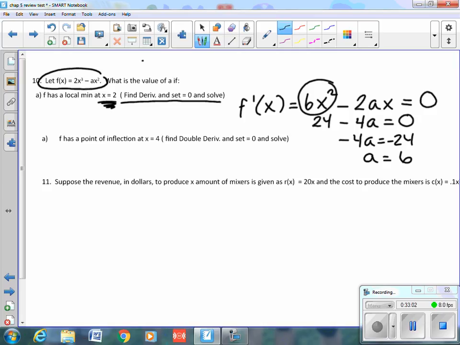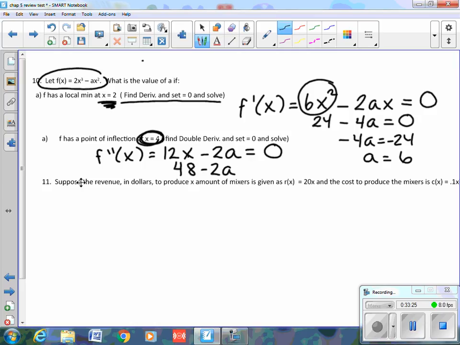This is the first derivative. Here you find the second derivative. You do exactly the same thing. What's the second derivative of 6x squared? 12x. What's the second derivative of a negative 2ax? Negative 2a. Set that equal to 0. Again, now you got to change it. X is now 4. So you're going to put a 4 in place of the x, which makes 48 minus 2a equals 0. Negative 2a equals a negative 48. A equals 24. Done.